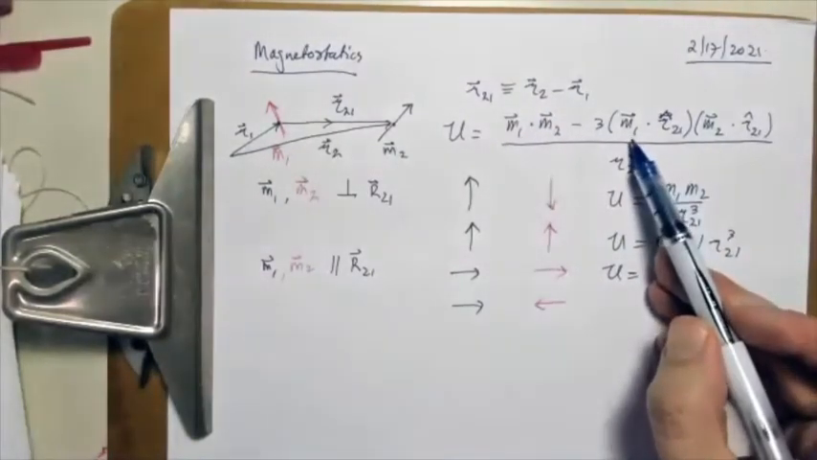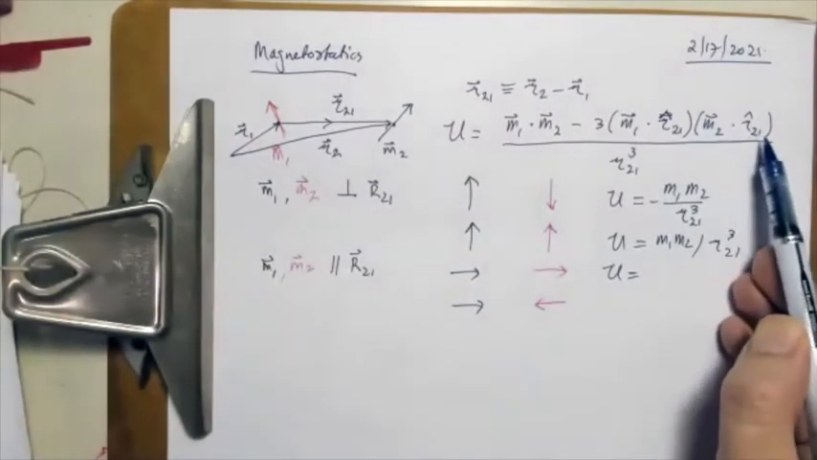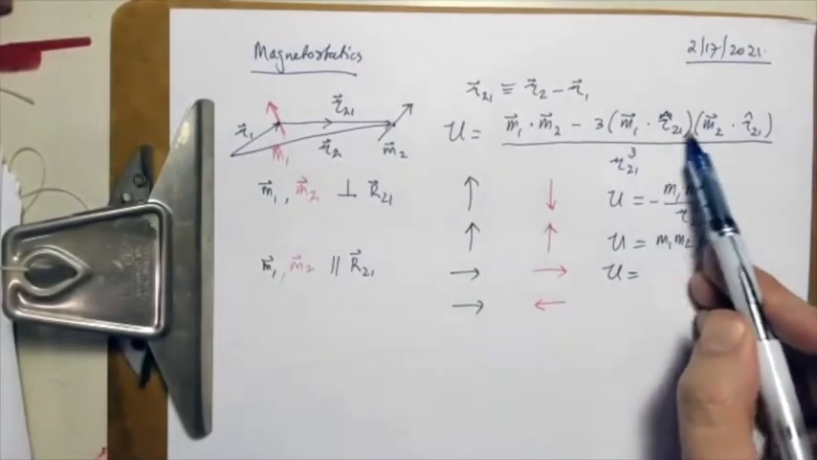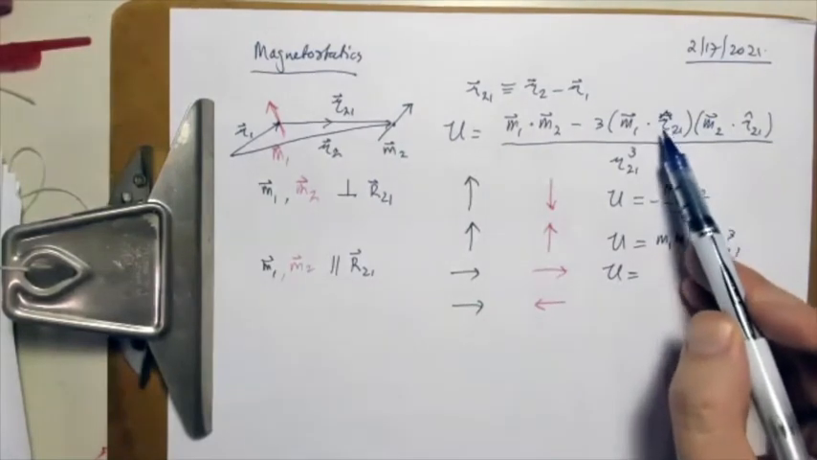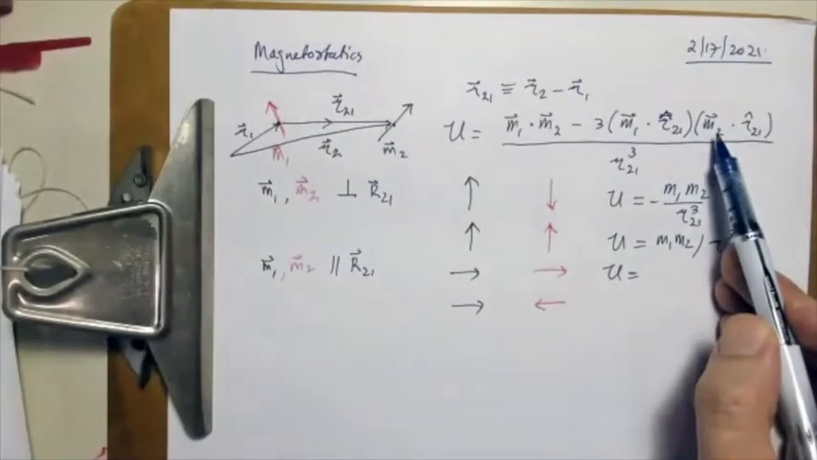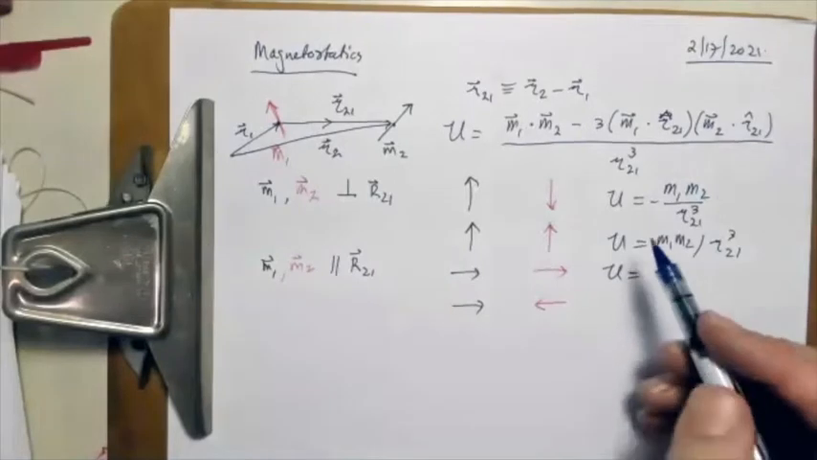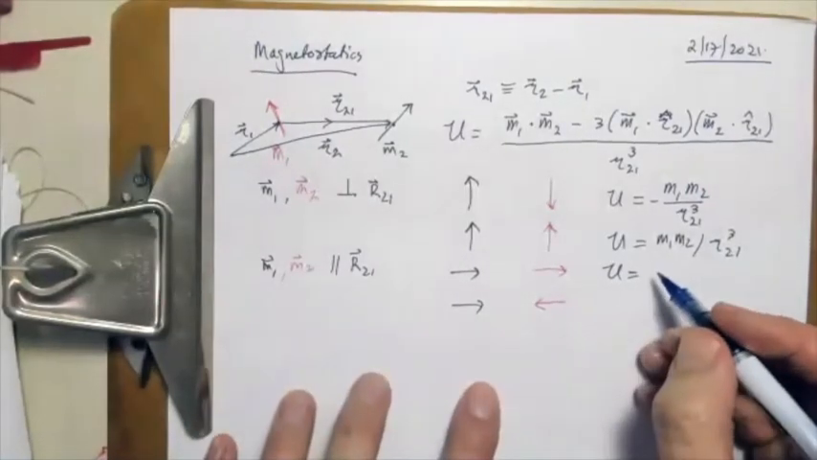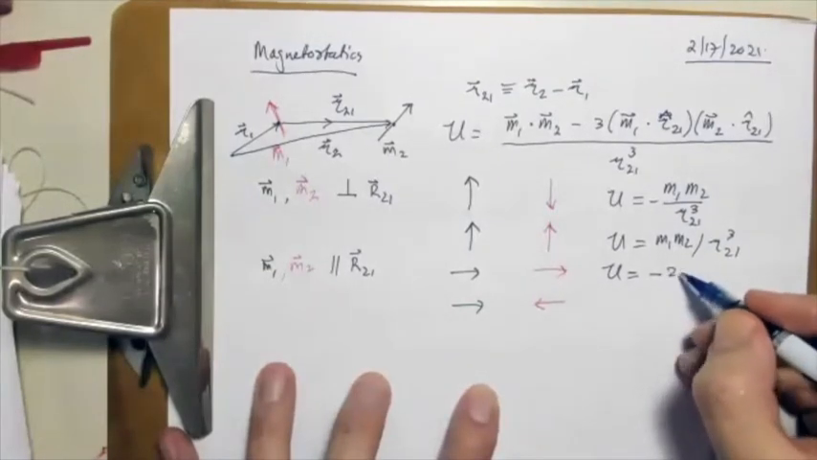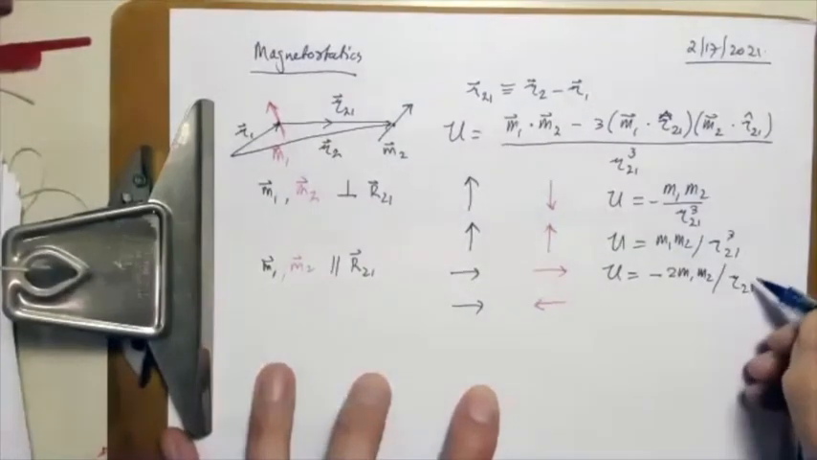Now, M1 and M2 are both in the direction of R21, so that means that this is M1 times the unit length of the unit vector, so that's M1, and this is also M2 times the length of the unit vector, so that's M2. Okay, so this is minus 2 M1 M2 over R21 cubed.